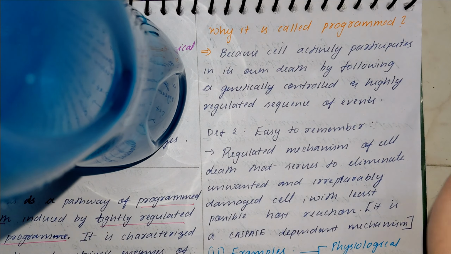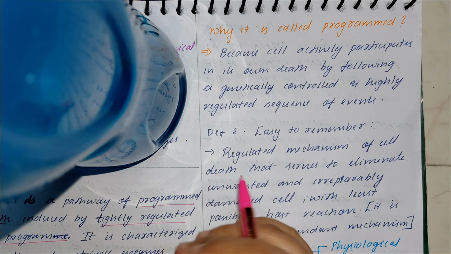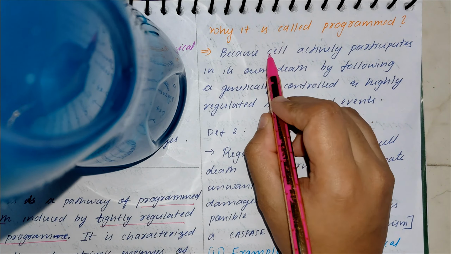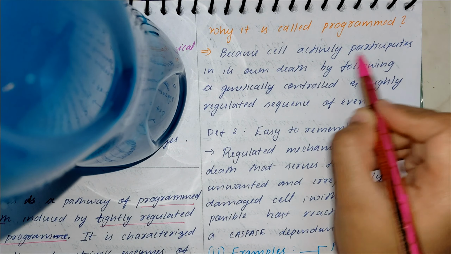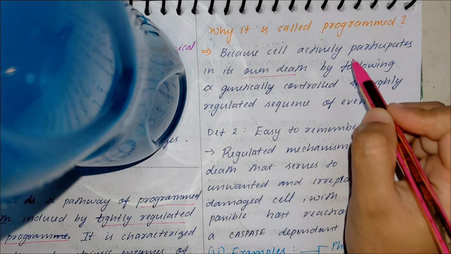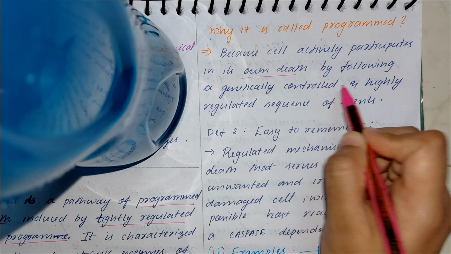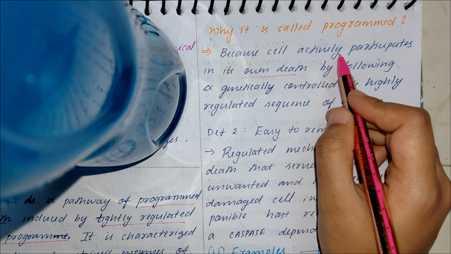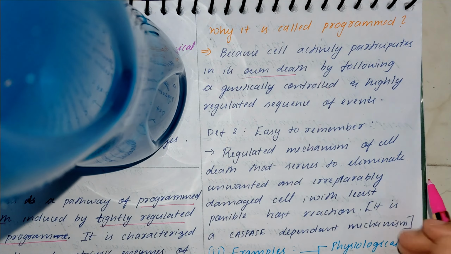So while learning, I had this doubt: why was it called programmed? It is called programmed because the cell is actively participating in its own death by following a genetically controlled and highly regulated sequence of events. It's just actively participating in its own death, that's why.